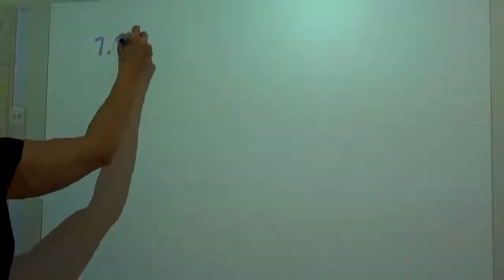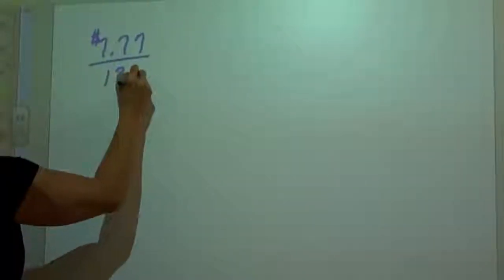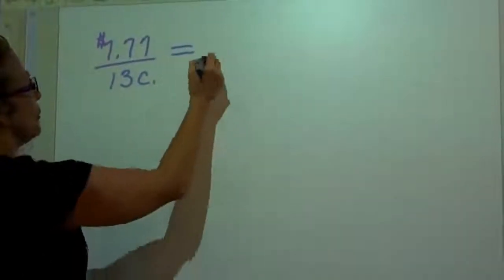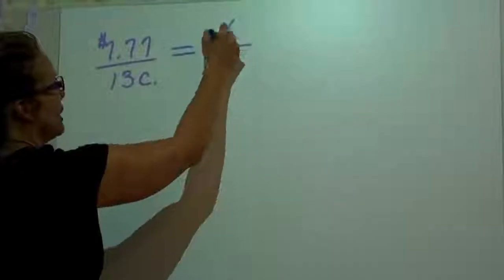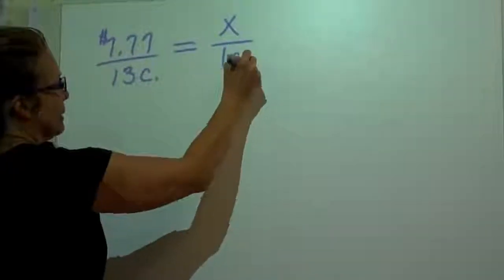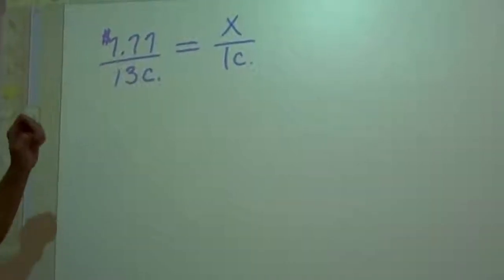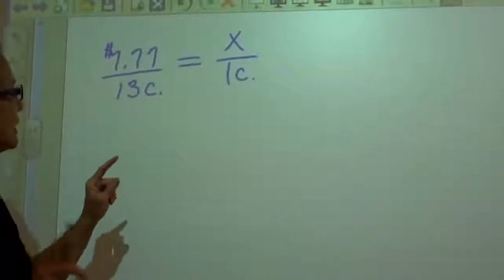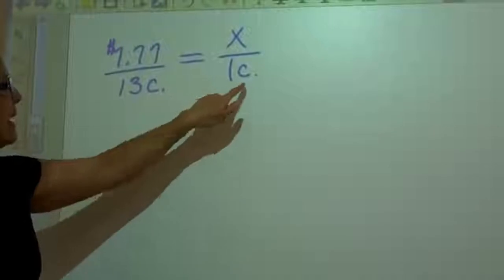We know that a can costs $7.77, and that is for 13 cups. Okay? Now, what we want, we're going to set up a cross multiplication. What we want to know is how much it cost for 1 cup. Okay? Now, this will always work. What you need to make sure of is that everything matches.